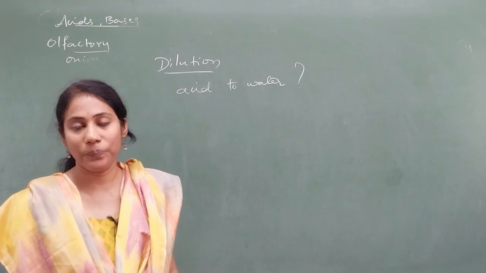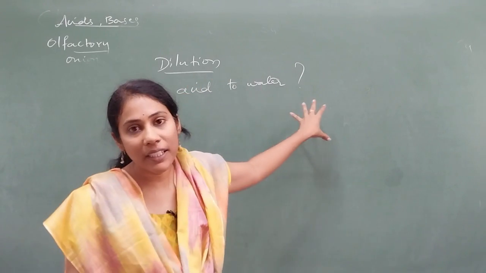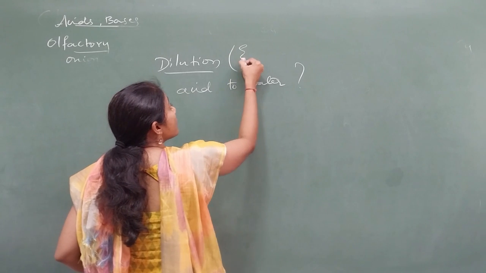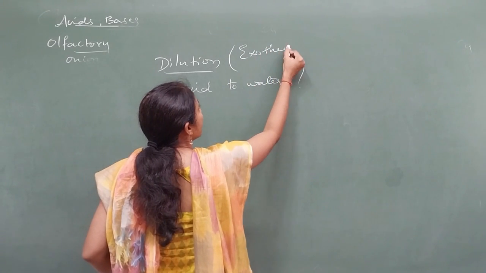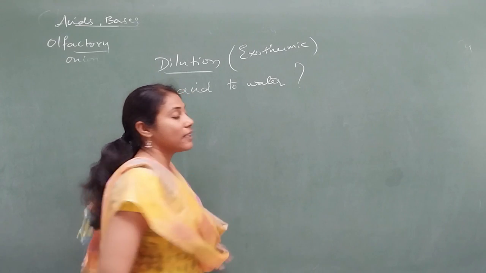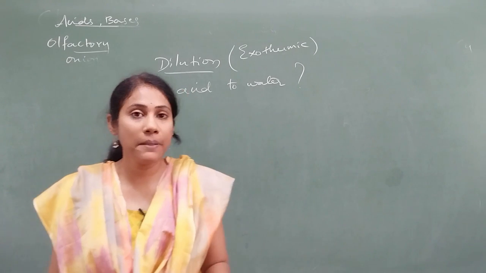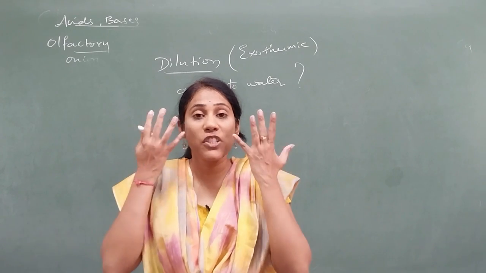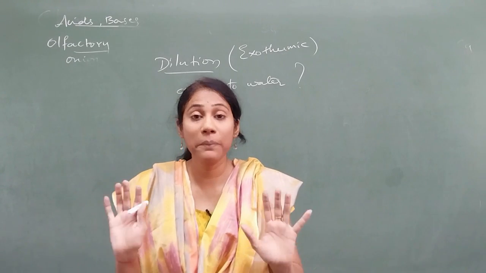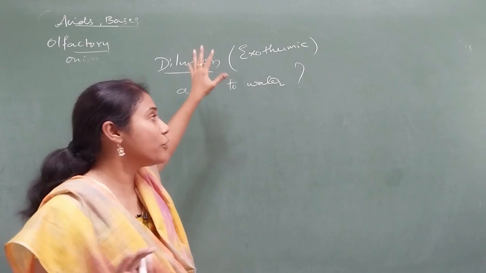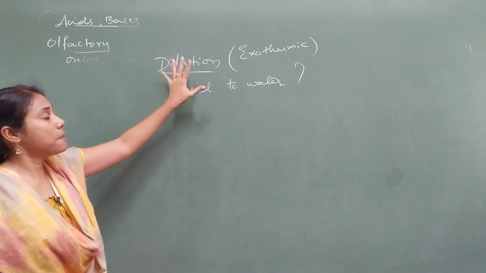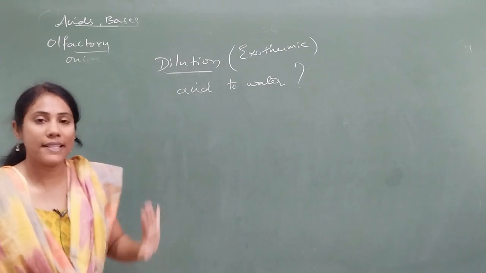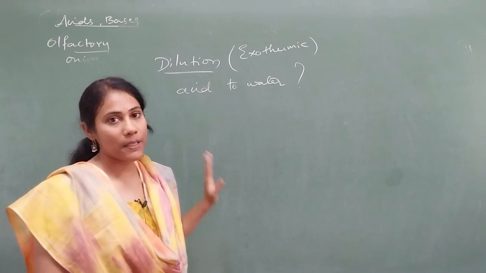Why, they will ask you. So why do you add acid to water? Because the dilution is exothermic. This is the answer. Dilution is exothermic. Large amount of heat is liberated. If acid that is there in a beaker splashes on our face, it burns. Because the dilution is exothermic, it is better to add acid to water, not water to acid. So this concept you should know.